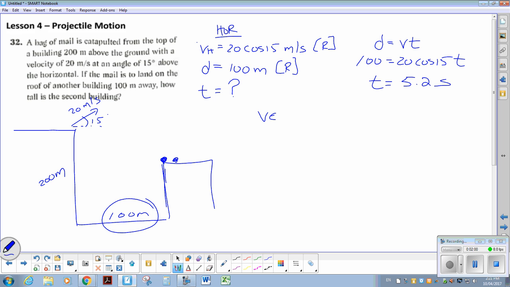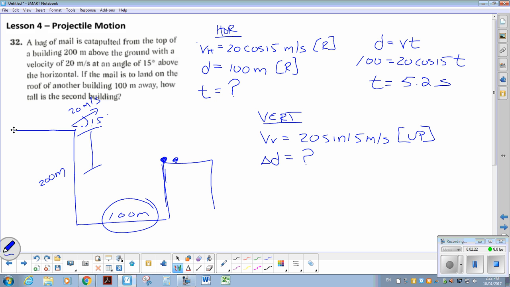I can now move to vertical because there's nothing left to solve horizontally. So velocity vertical will be 20 sine 15. And this is where most people make their error. This is up. So our signs are going to play a huge role when we go into the equation. Delta d, this is what we're looking for. We want to know the height distance between the two when the mail is launched for a total of 5.2 seconds. With the vertical, when acceleration is involved, you need to know 3 of the 4 unknowns.